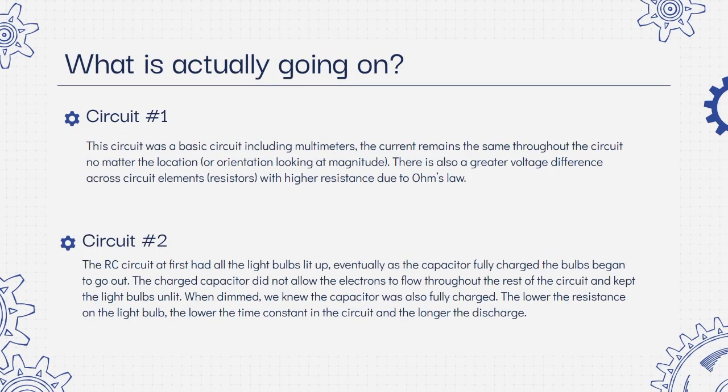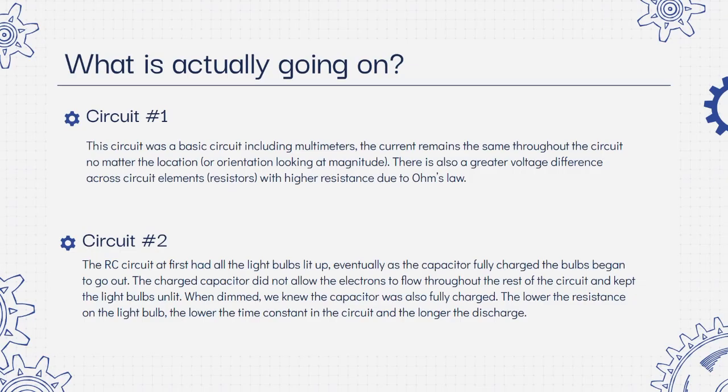So what's actually happening in our circuits? Circuit 1 was just a basic circuit, including multimeters to analyze it. Our current remained the same throughout the circuit because that's how ohmic circuit elements and ohmic circuits go. The current has to remain the same throughout the circuit, no matter the location or orientation, if we're looking at the magnitude. There was also a greater voltage difference across circuit elements with higher resistance, and this is due to Ohm's law.